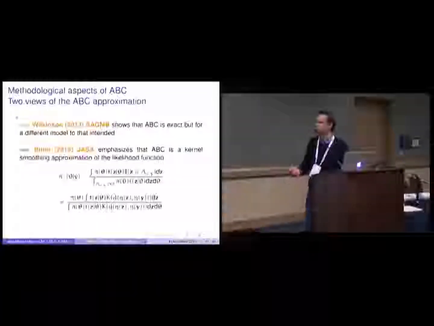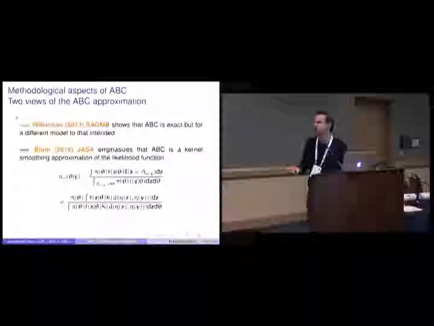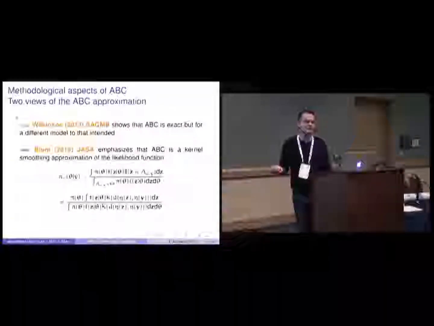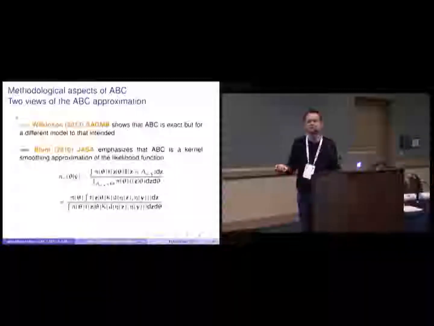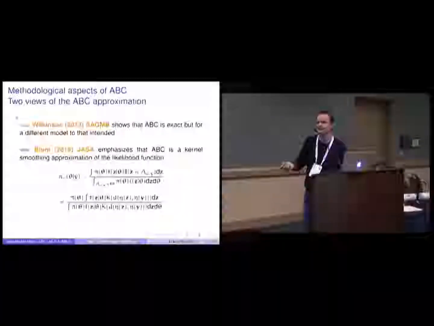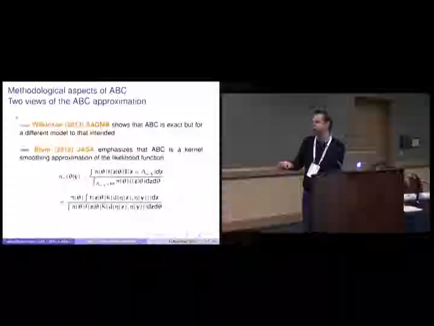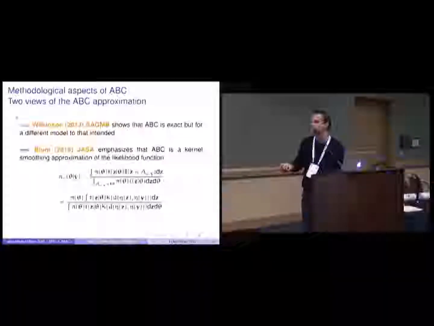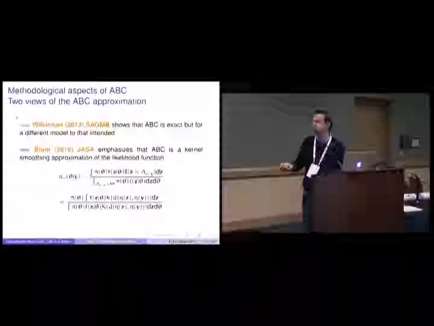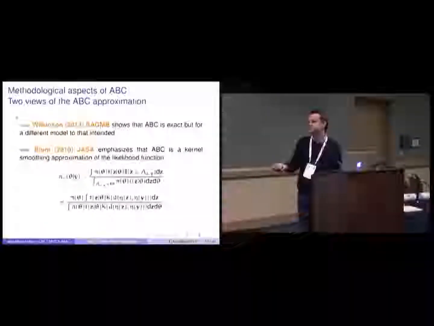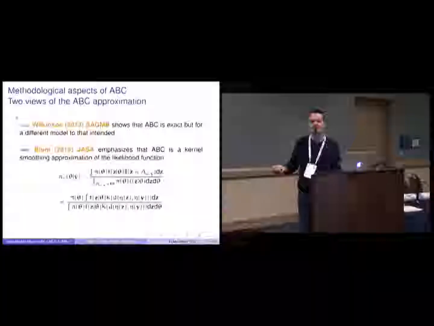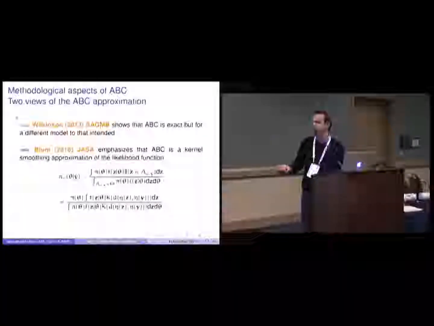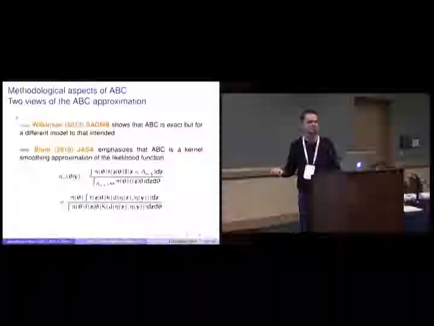First interpretation. The second one, which is due to Blum in the paper in JASA, emphasizes that ABC is a kernel smoothing approximation of the likelihood function. Look, you have this here, this is the ABC target, this is a rectangular standard kernel, and you can modify this rectangular kernel by introducing another kernel with a window which can be called epsilon or some other. And in fact, look, the prior distribution can be put outside of the integral, and you have this integral which corresponds to a kernel approximation of the likelihood. You take the product of the likelihood by a kernel and you integrate.